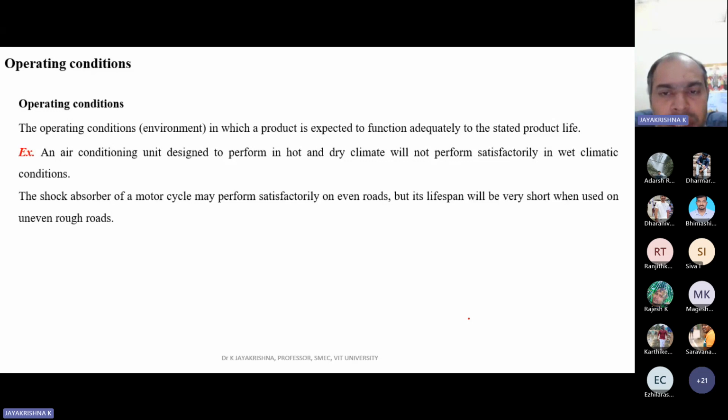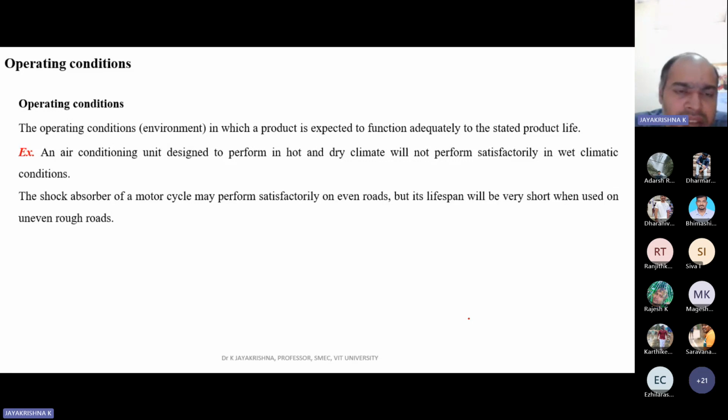So what we are expecting, if it is going to be used inside a boiler, is that the temperature of the boiler should not affect the item or the product. That's how it is designed, right? So basically what we're expecting is that even at a high temperature, the product should function and deliver its functionality for at least a certain period of time.